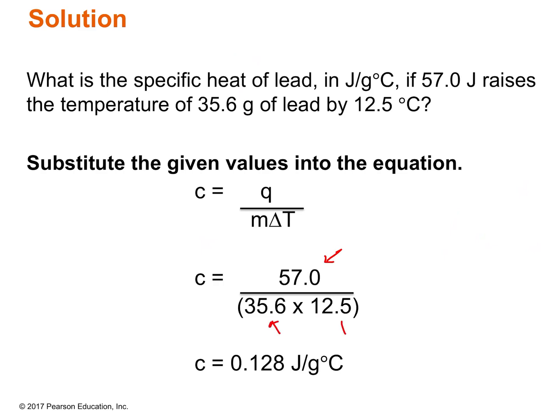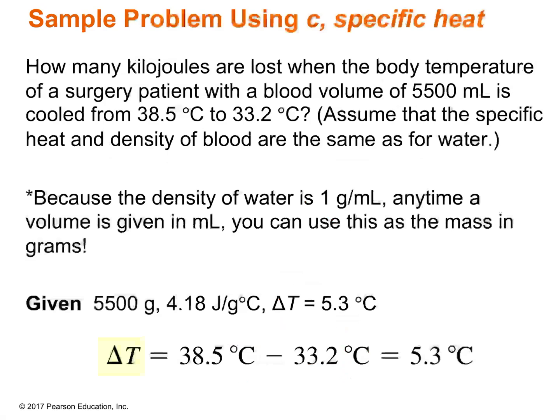So our 57, right, that was our joules. And then our mass is 35.6. We have 12.5 degrees Celsius. So we'll do 57 divided by 35.6 times 12.5. I would go ahead and multiply these together first, the stuff on the bottom, before you plug it in. And then you'll get your C value, 0.128 joules per gram degrees Celsius.